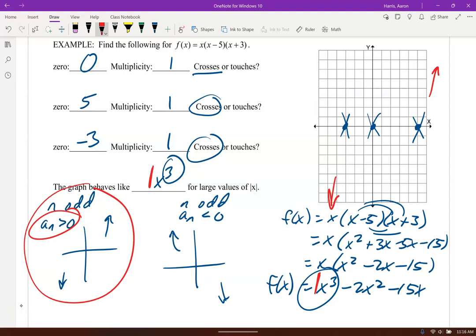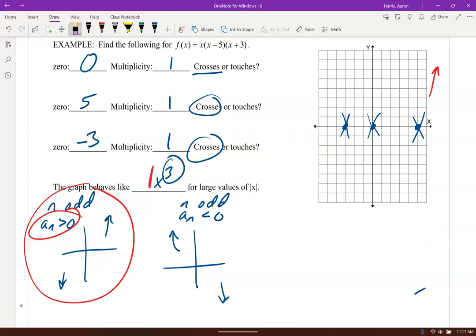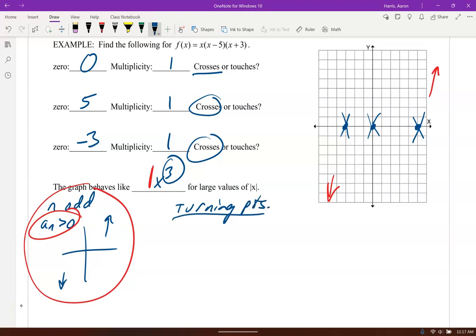And the other thing I want to think about, because it's asking us to find the zeros, the multiplicities, the turning points of this as well, since it's an x to the third power. So we'll have at most n minus 1 turning points, since it's a third degree. So 3 minus 1, at most 2 turning points.